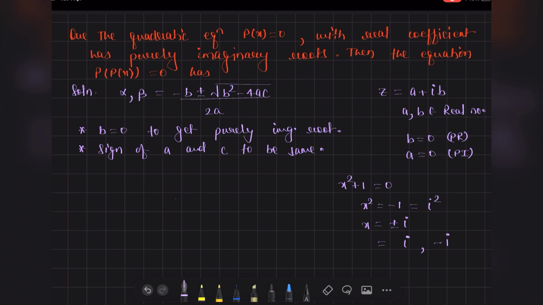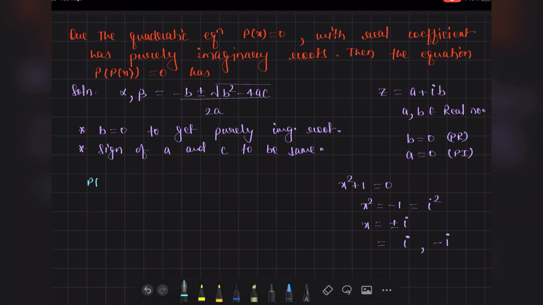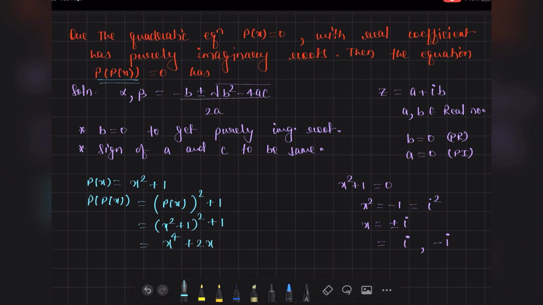From our point of view, we have taken p of x because they have given you the freedom to take any quadratic equation. So we have taken x square plus 1, but we are interested in p of p of x. So it is p of x whole square plus 1. Now it is x square plus 1 whole square plus 1. So it is x power 4 plus 2x square plus 2.